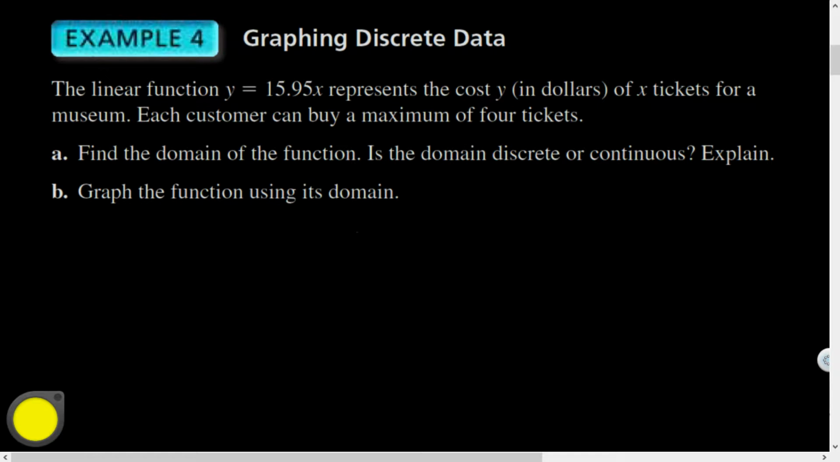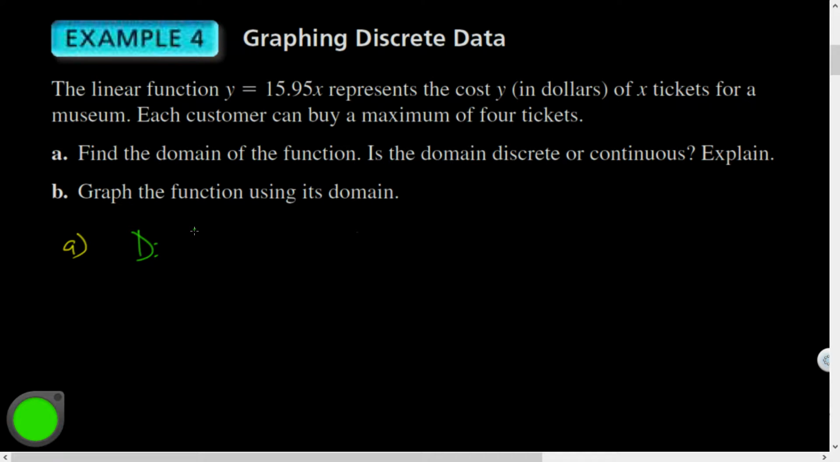So let's see. Find the domain of the function. The question is, is the domain discrete or continuous? So what is the domain of the function? Part A. The domain is the possible input values. Is it possible for me to buy half of a ticket to the museum? No. I can't buy 2.37 tickets to the museum.